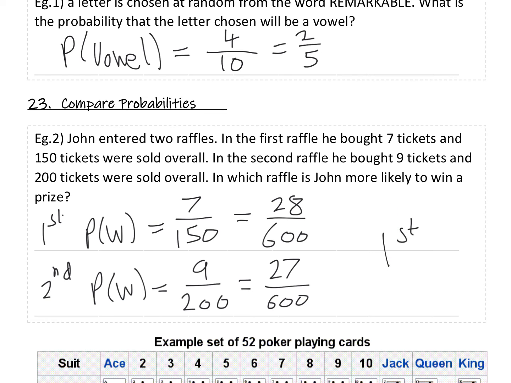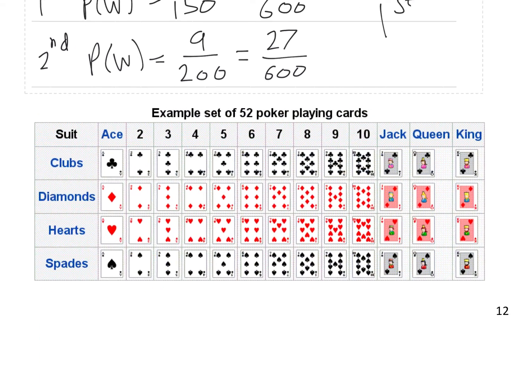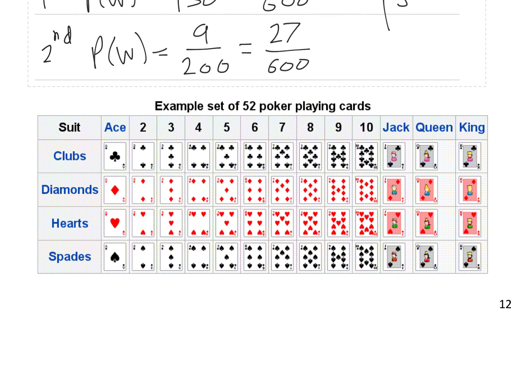If you just wrote down first, you wouldn't get full marks there. You need to have the probabilities to back it up, the fractions that is. Finally then, just on that, you might want to take a glance at that so you understand how a set of cards works in case you're asked questions about cards.